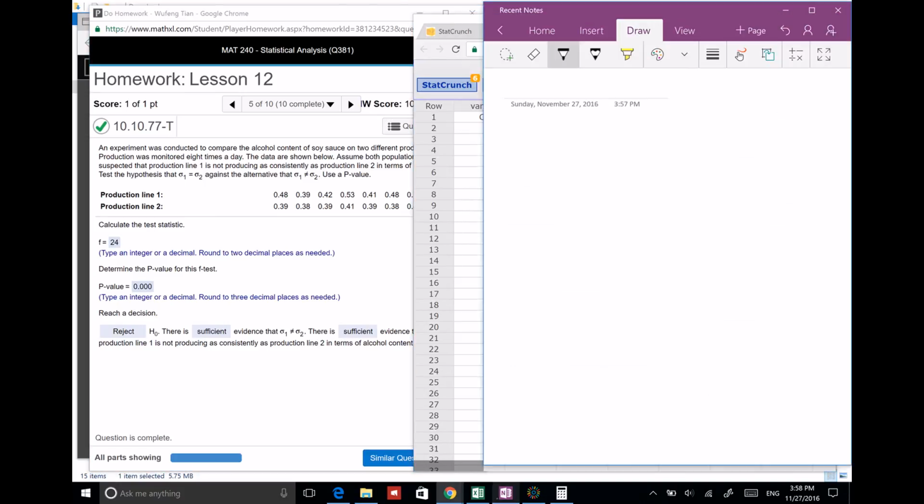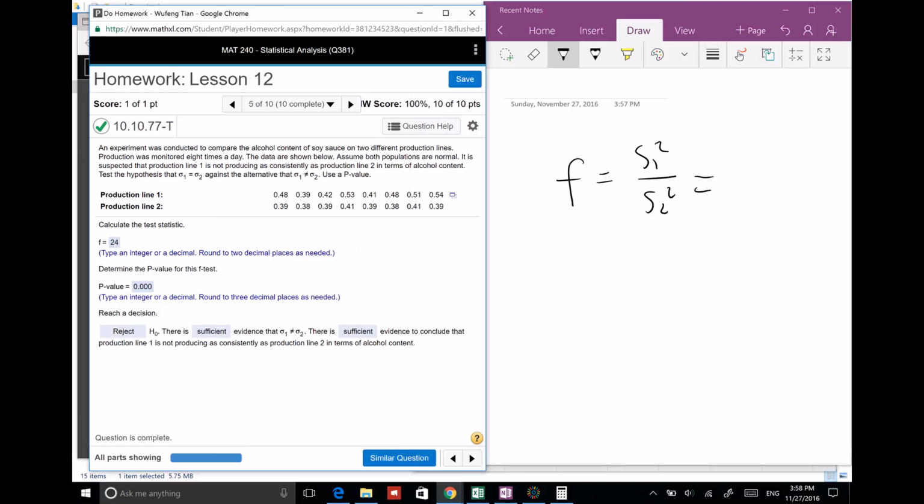Or what can you do next? You can use F equals s1 squared over s2 squared and find the F value. Use the F distribution. You should be able to do it as well.